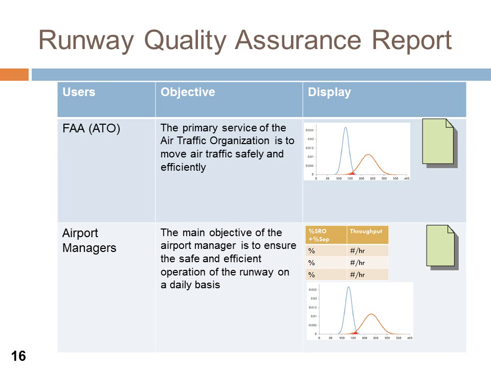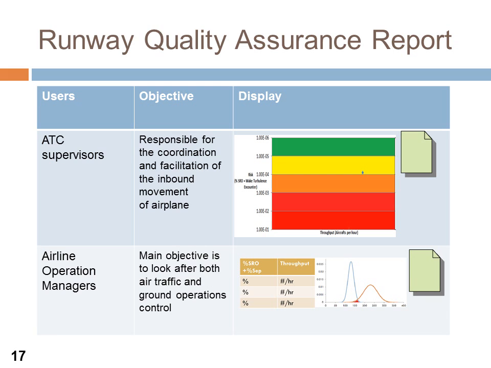Because the FAA's priority is safety, they will be given a report with the idealized ROT and IET distributions, as well as violation information. Airport managers will be given the idealized distributions and safety information, as well as throughput data to ensure the safe and efficient operation of the runway. ATC supervisors will be given a colored display showing the current level of safety the airport is operating at. Lastly, airline operation managers will be given the idealized distribution, safety information, and throughput information.